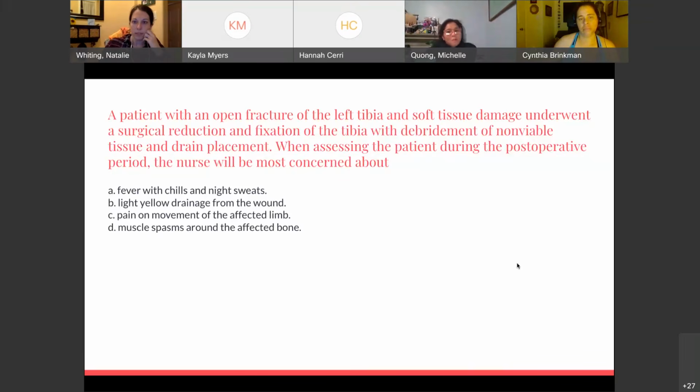Okay, 10 seconds, guys. This is a tricky one.